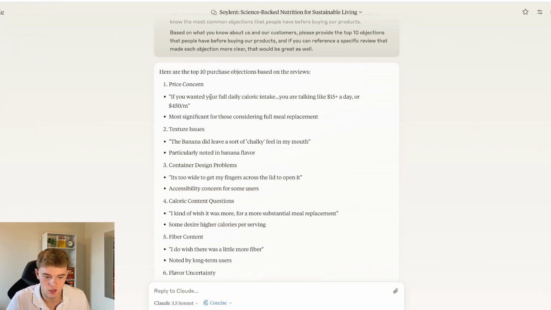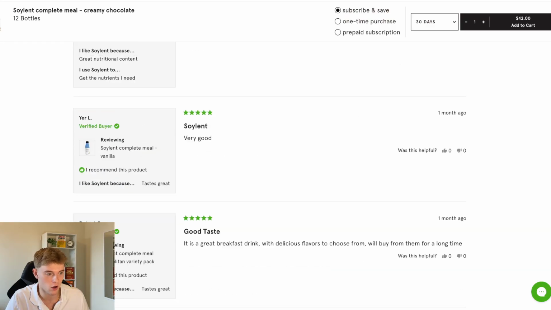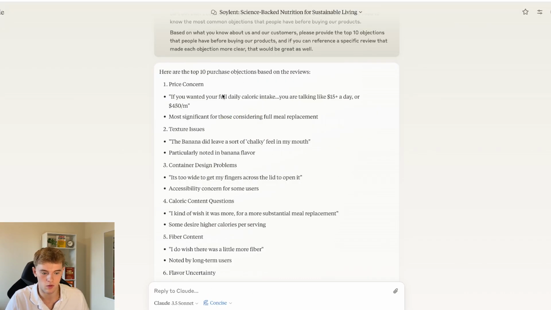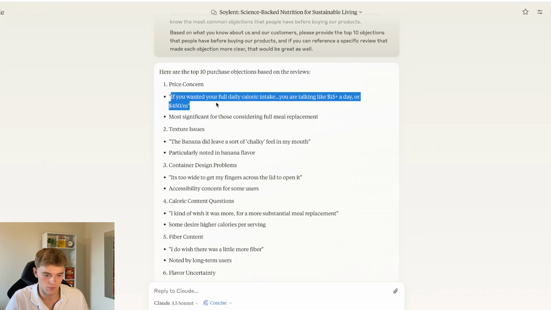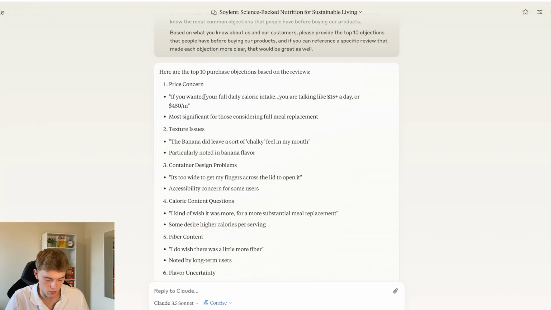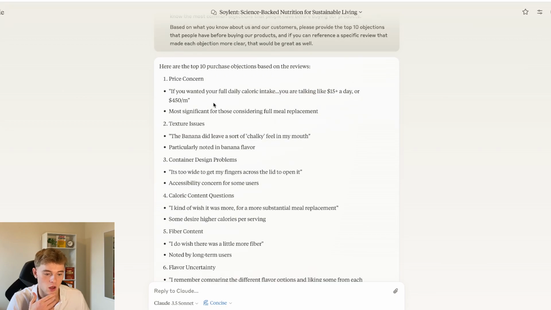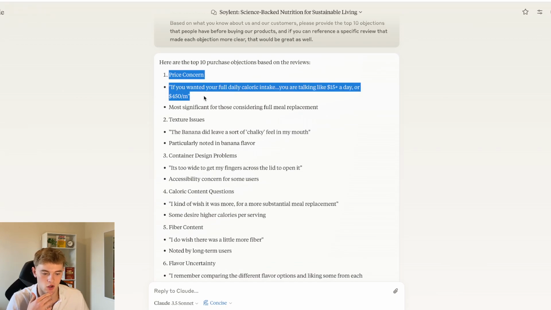But in this case, the price concern may be a little bit more important because they're worried about how expensive these drinks or meal replacements or protein are. And so because of that, this is a good example that it gave here. This must have been from one of the reviews. People are saying it might cost about $15 a day to get all of your calories from Soylent, which is, in my opinion, a pretty fair price. And I think most people would agree with that, to get your entire full daily caloric intake from it. So that's one way we could address that objection.